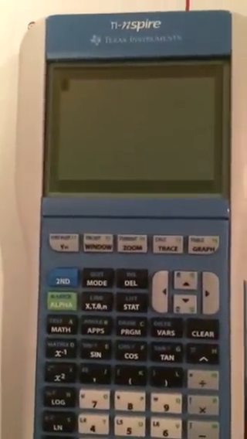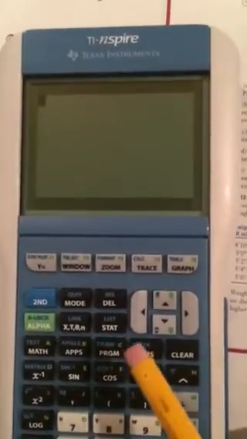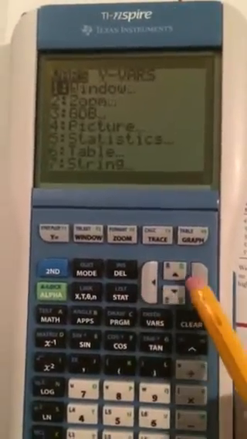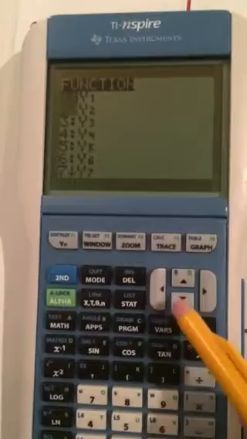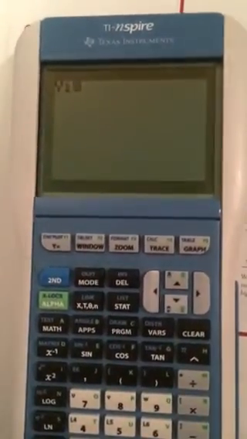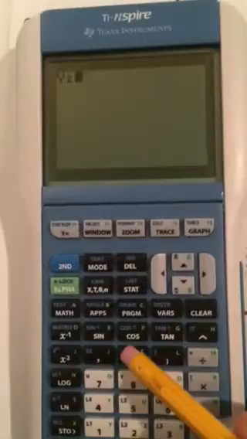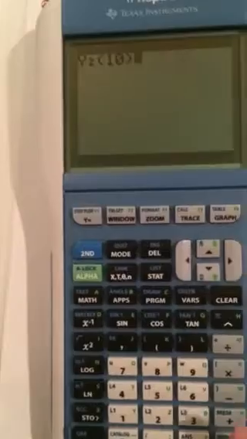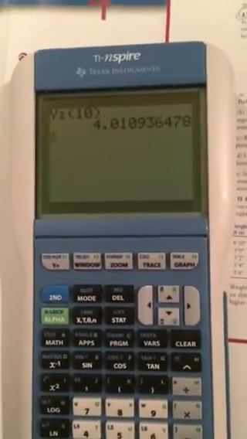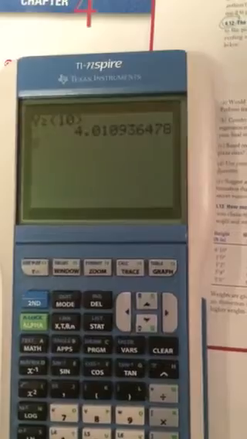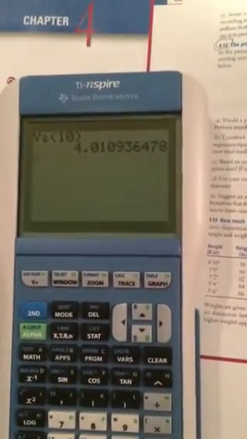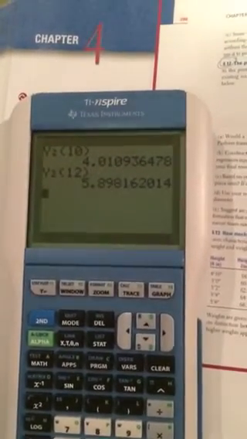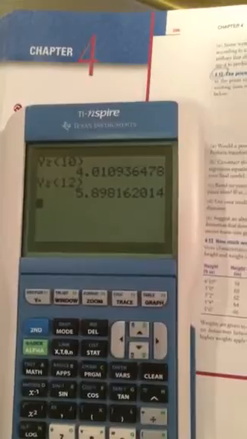So using our inverse transformation or back transformation, we're going to go to vars, y vars, function, and y2, because remember that's where our back transformation is stored, and we're going to plug in those values. So if you plug in the diameter of 10, you get $4.01, which is pretty close to the original $4. And then if we do the same thing and plug in 12, you get $5.90, which is really close to the $6.